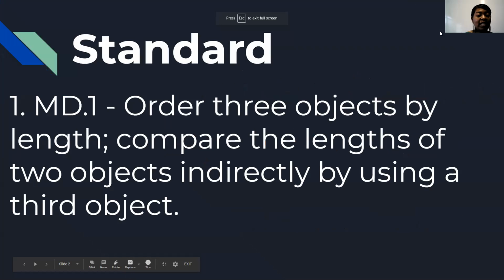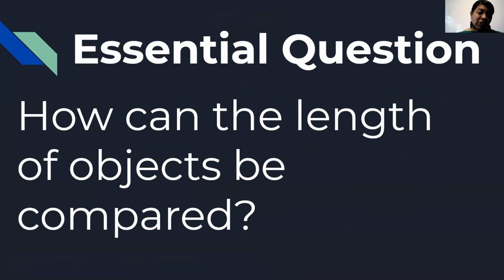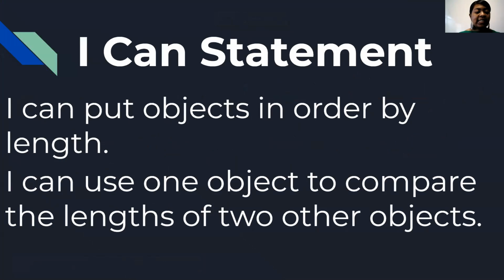Our standard is 1MD1. Order 3 objects by length. Compare the lengths of 2 objects indirectly by using a third object. Our essential question is, how can the length of objects be compared? Our I can statements are, I can put objects in order by length, and I can use one object to compare the lengths of 2 other objects.